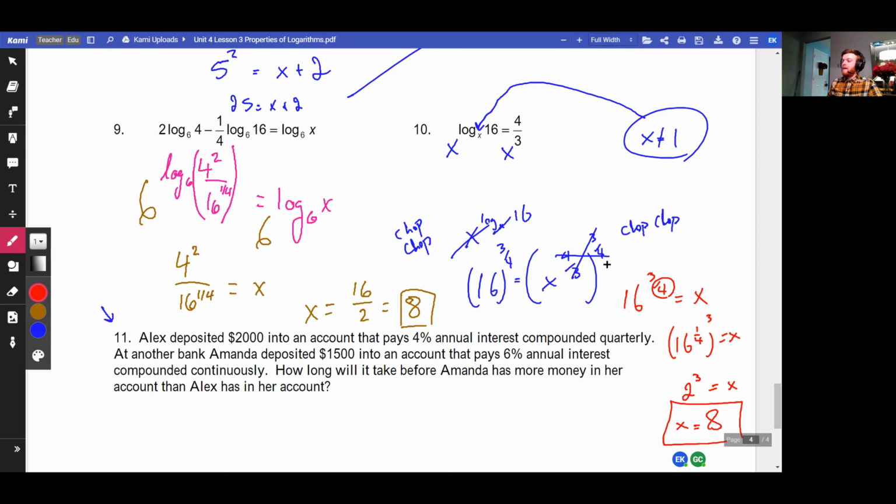There you go. Oh, I don't feel like plugging it in. It's probably right. I don't see any mistakes. It seems right. Check out mine.